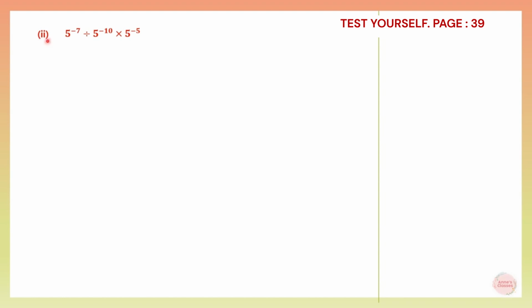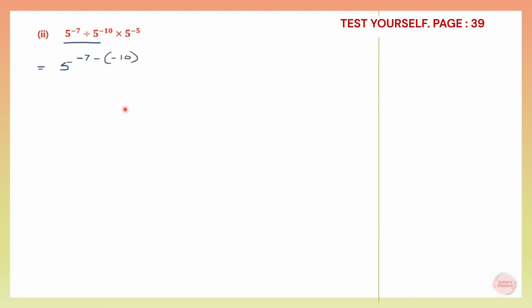Question 2. Here we have 5 to the power of minus 7 divided by 5 to the power of minus 10 into 5 to the power of minus 5. So division and multiplication are there. According to BODMAS, we should do division first. So since the base is the same, we can subtract the powers. So this is 5 to the power of minus 7 minus 10.